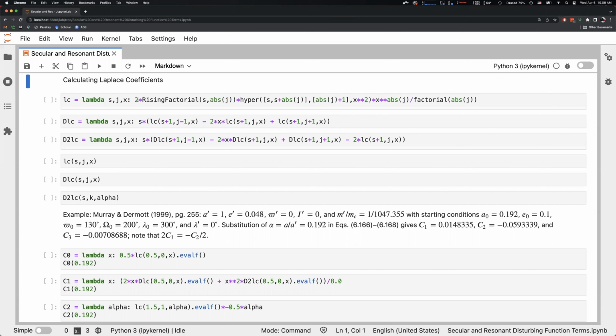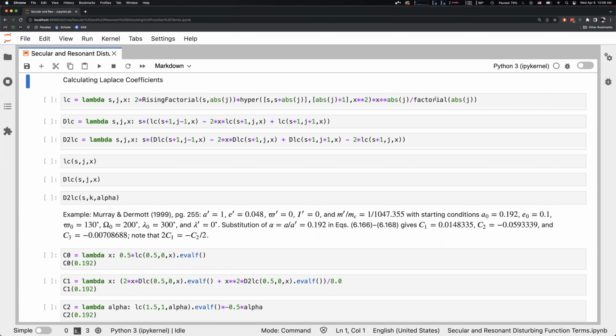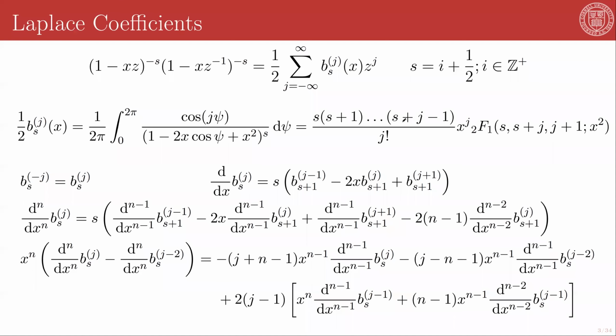We are multiplying everything by 2 because the expression was for 1/2 of the Laplace coefficient. The rising factorial is exactly this set of products. It is divided by the factorial of the absolute value of j, and it is multiplied by x to the absolute value of j, and everything is finally multiplied by the hypergeometric function with arguments s plus the absolute value of j, absolute value of j plus 1, and evaluated on x squared, which is the form given here.